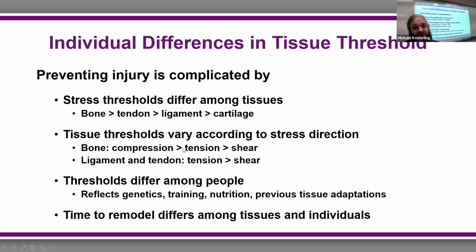Bone is strongest in compression, then tension, then shear, while ligaments and tendons have the highest threshold in tension, then shear. And they just don't do compression. So it's very hard to get a compression injury. And the thresholds differ among people. This can reflect genetics, training, nutrition, various tissue adaptations from the past. And so the time to remodel differs among tissues and individuals. So this is something you sort of have to track.